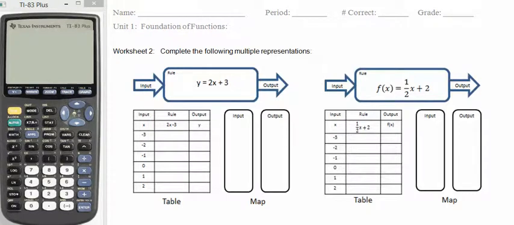Unit 1, Worksheet 2. Complete the following multiple representations. Okay, I'm going to get these started for you just to show you how to do it, and then you're going to need to actually finish it. So now you can use your calculator to help you here.